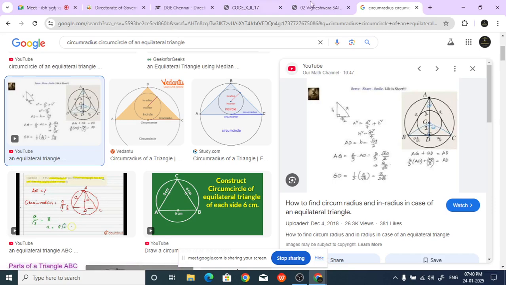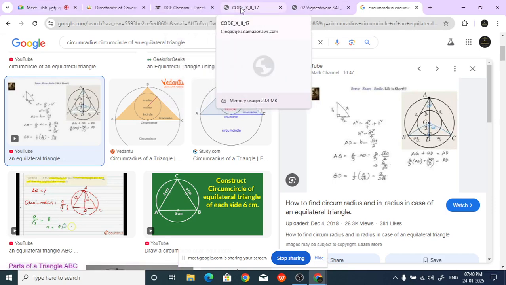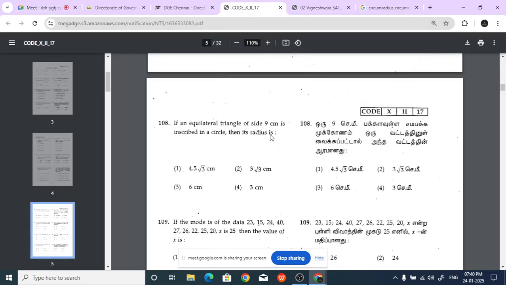So here by that answer, where is the question? Yeah. A by root 3. A is the side of the triangle, 9. So 9 by root 3. A by root 3 is the circumradius. Write down somewhere, circumradius is equal to A by root 3, and side is A, that is 9. In this case, 9 by root 3.